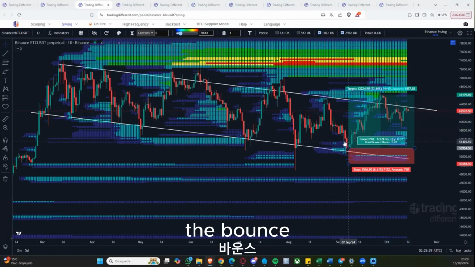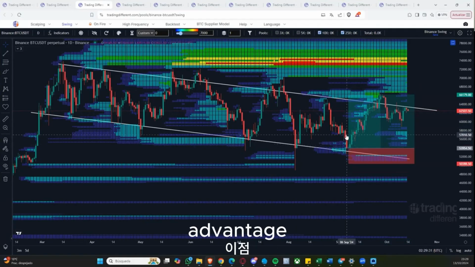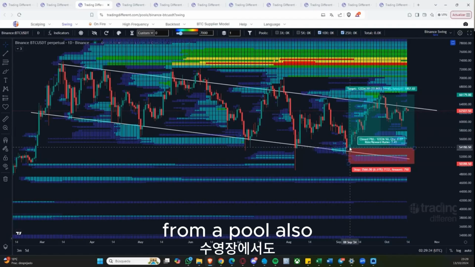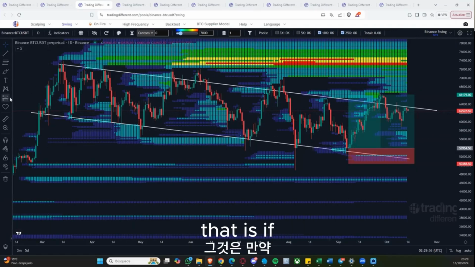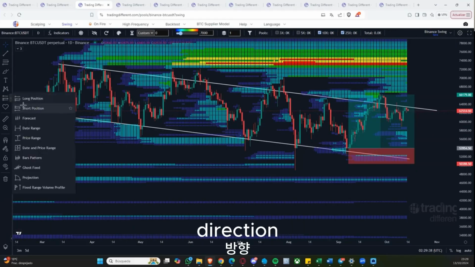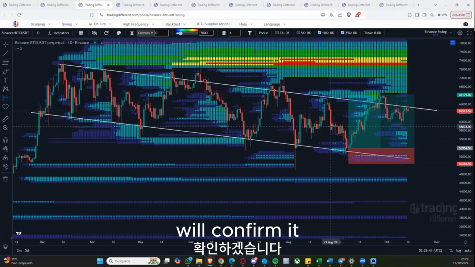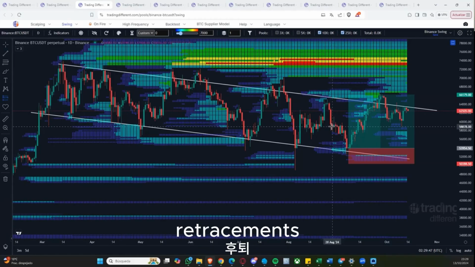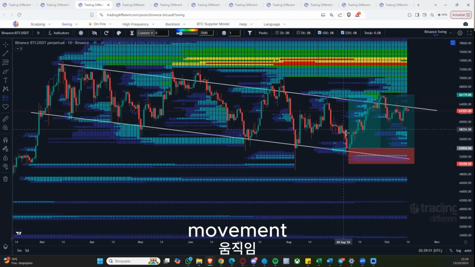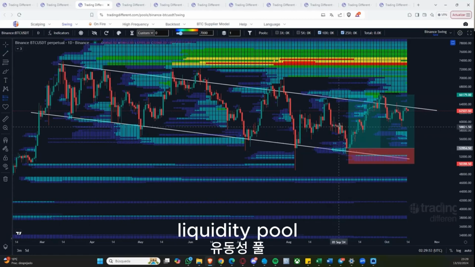So I trade the bounce after the price is cleared, taking advantage of the bounce from a pool. Also, I can trade with a trend. That is, if I see that there is a clear direction. If the price shows a trend, my indicators will confirm it. Tools such as Fibonacci retracements or Elliott waves can indicate a retracement. I can follow this movement and operate in favor of the liquidity pool.